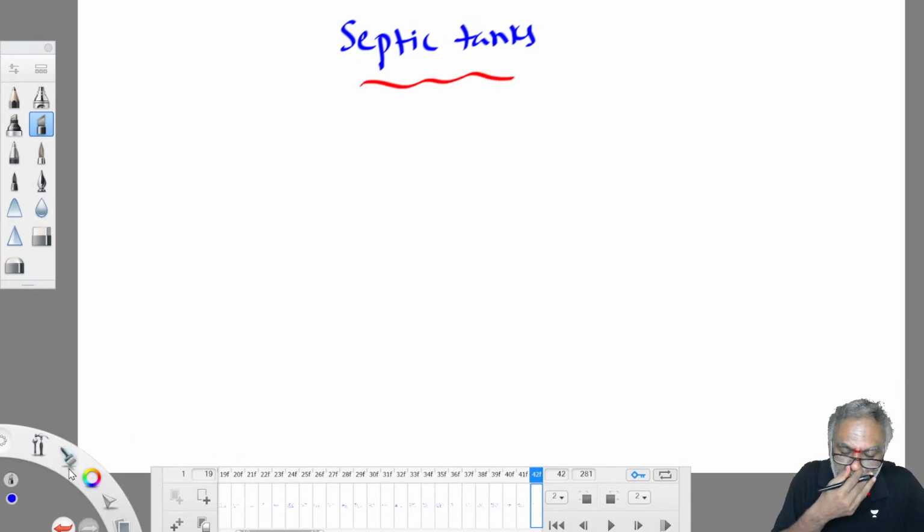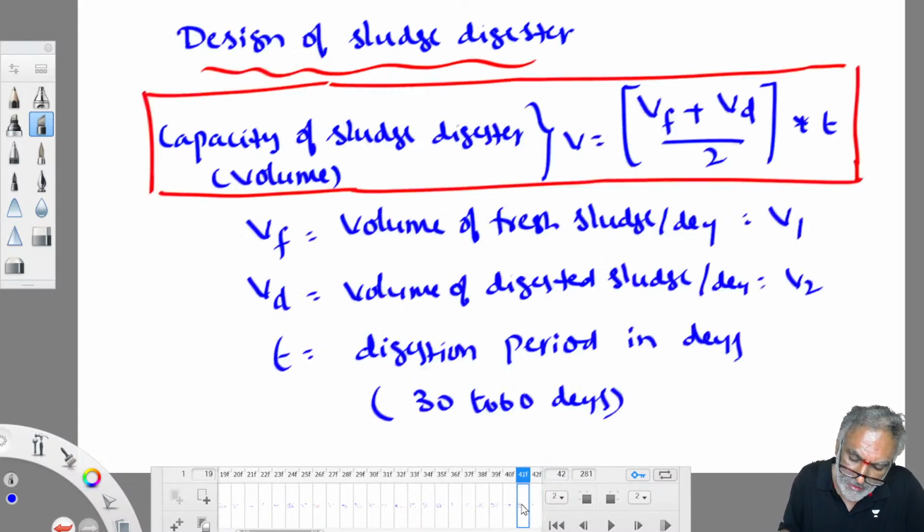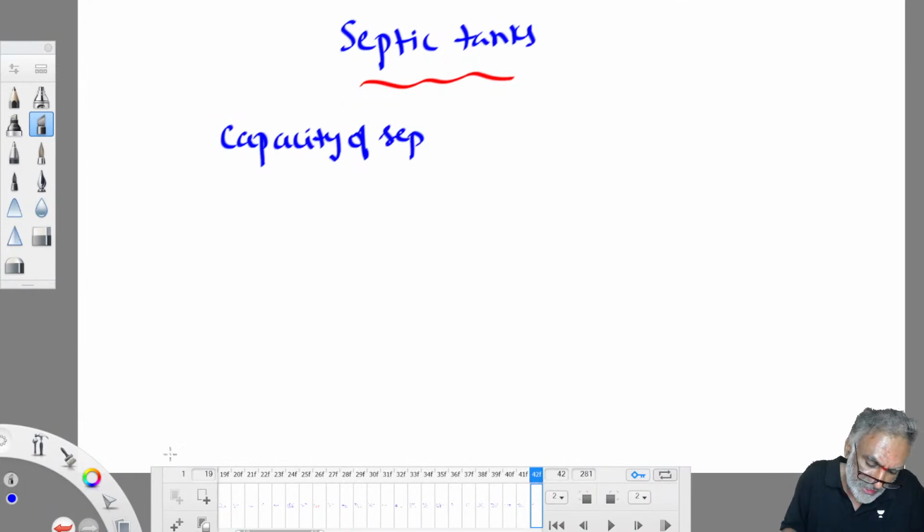Septic tanks also are the same as a sludge treatment system only. So here we'll fix the capacity of the septic tank. Once you find V, one minute.